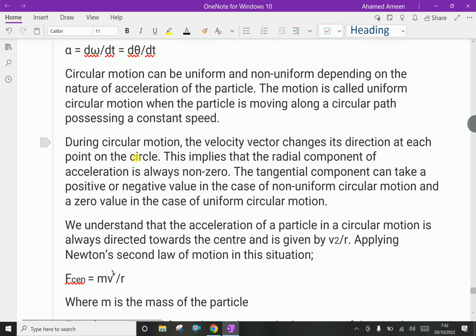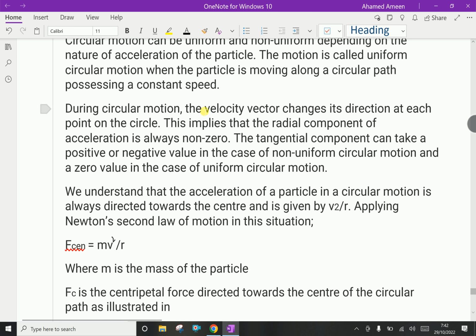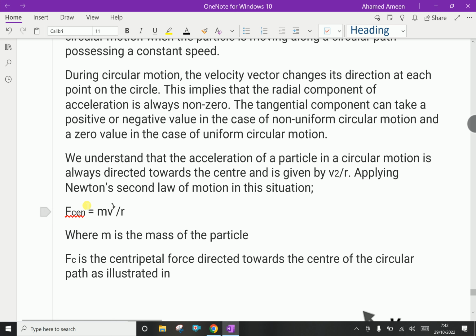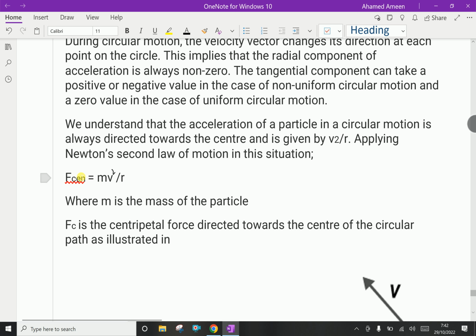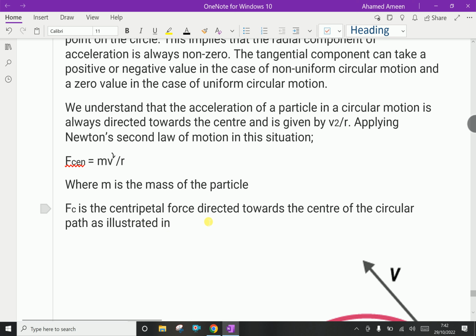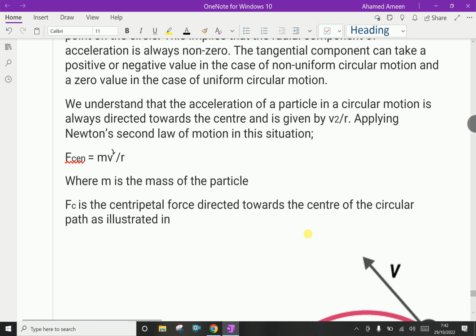During circular motion, the velocity vector changes its direction at each point on the circle. That means while moving in a circle, at each point the velocity vector changes its direction. Therefore, we know from centripetal force, F centripetal is mv squared by r. Look at this formula, F centripetal is mv squared by r, where m is the mass of the particle and Fc is the centripetal force directed towards the center of the circular path.